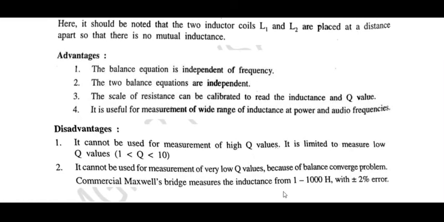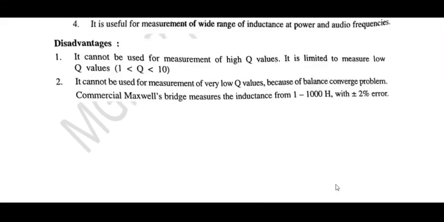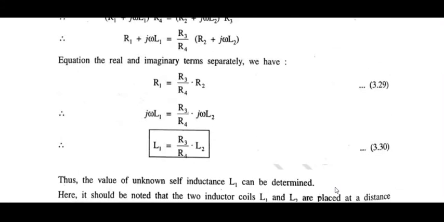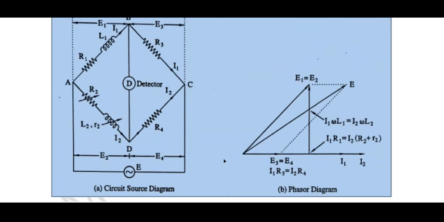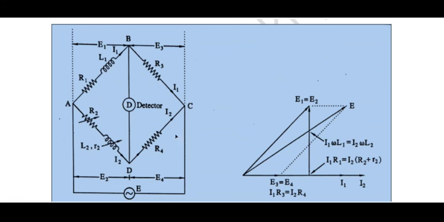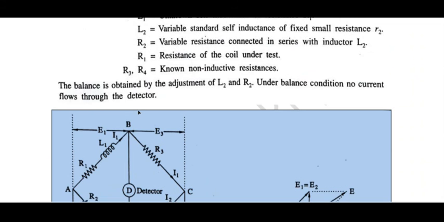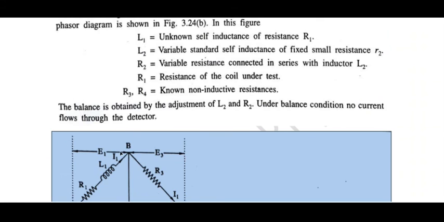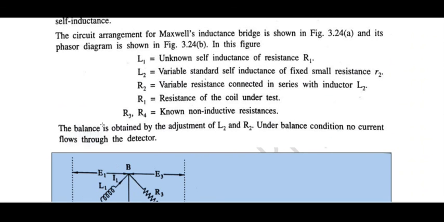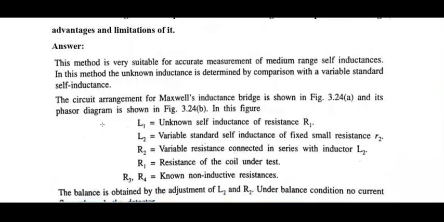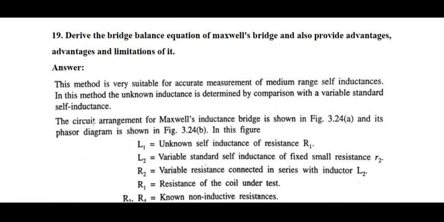A commercial Maxwell bridge measures inductance from 1 to 1000 henry with plus or minus 2 percent error. Okay students, that's how you can easily derive the equation and balance the bridge with this equation for finding the value of unknown inductance and resistance, and this is the phasor diagram you can draw with the help of this figure. In today's lecture we will finish this theory here, and the next part we will discuss in the next video lecture.